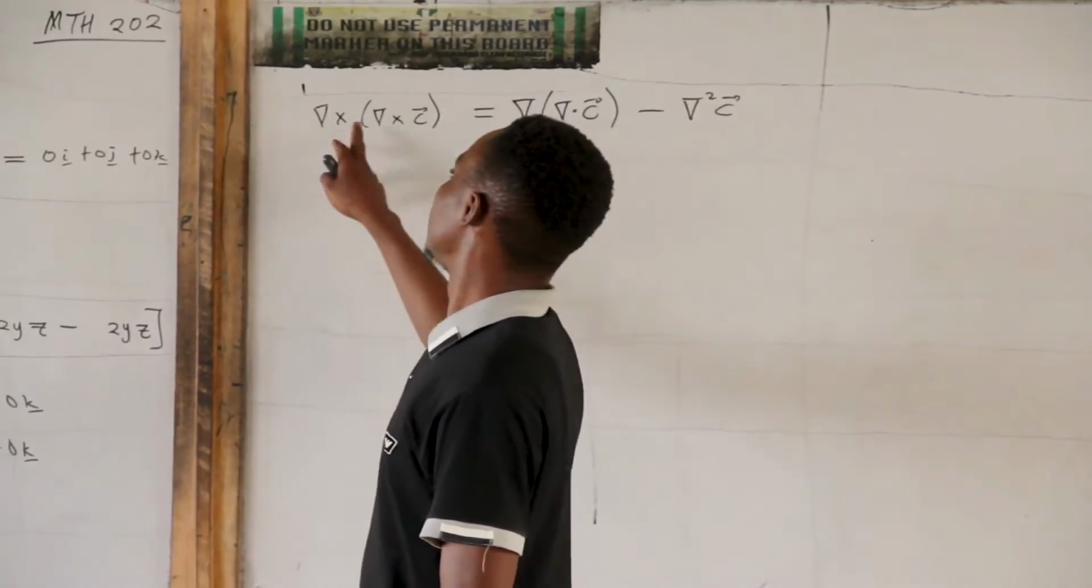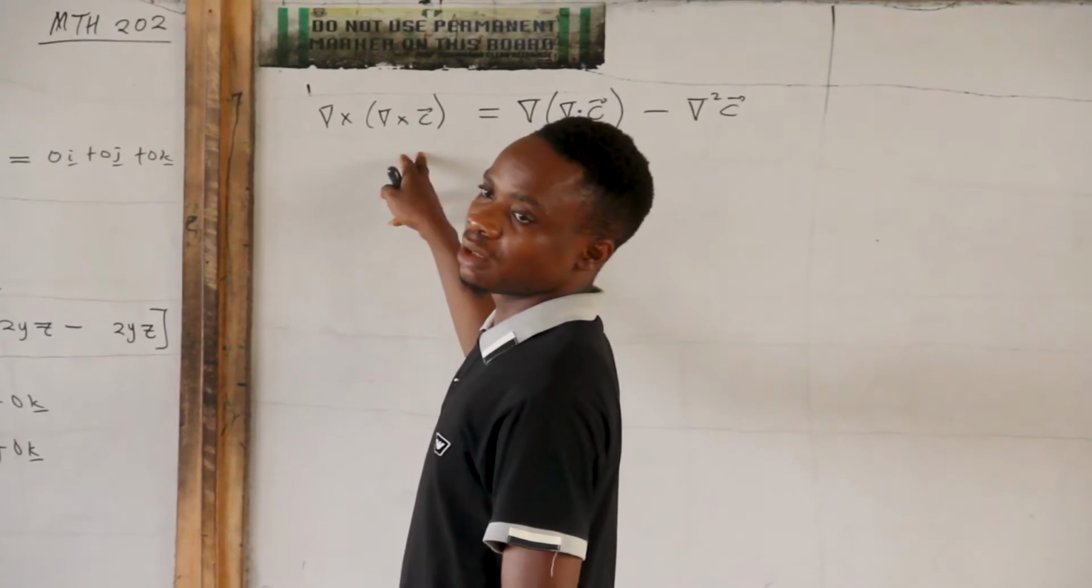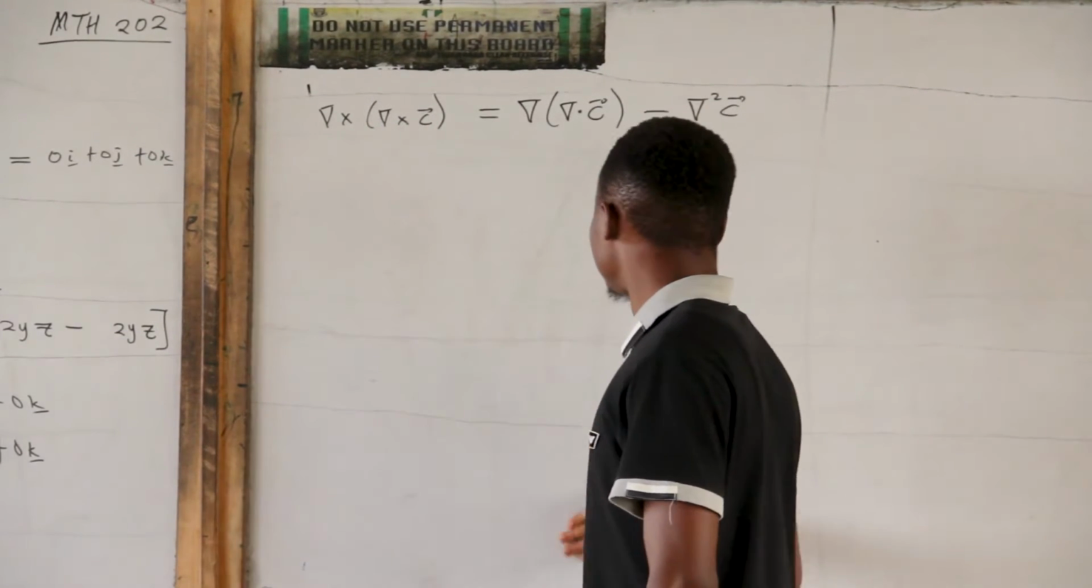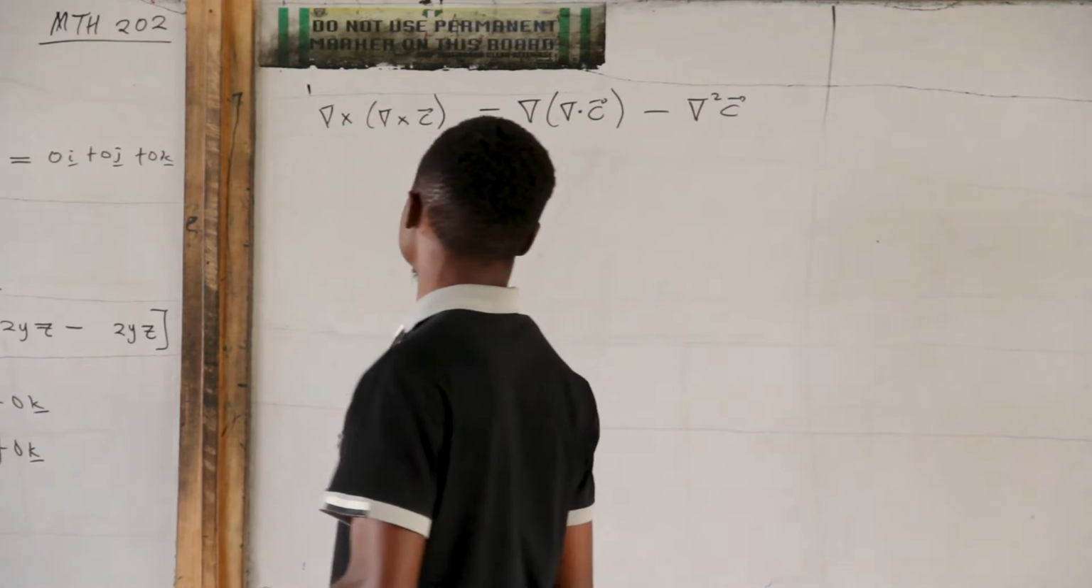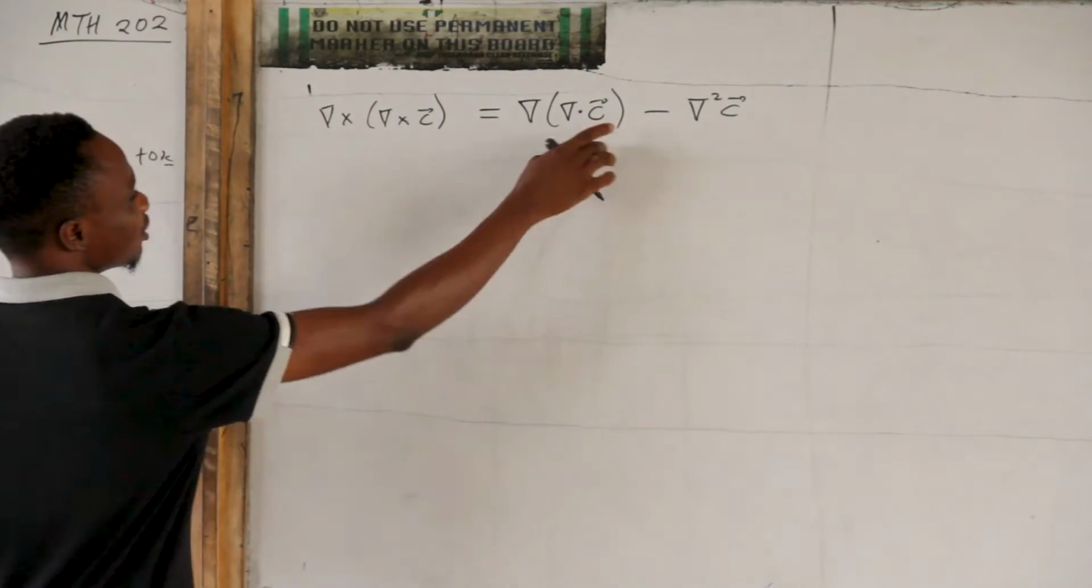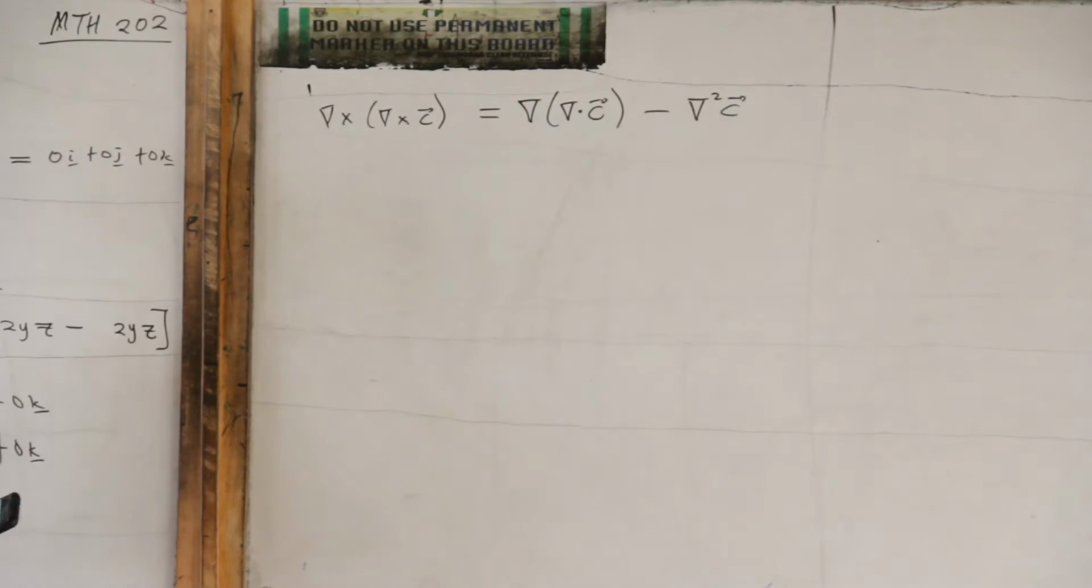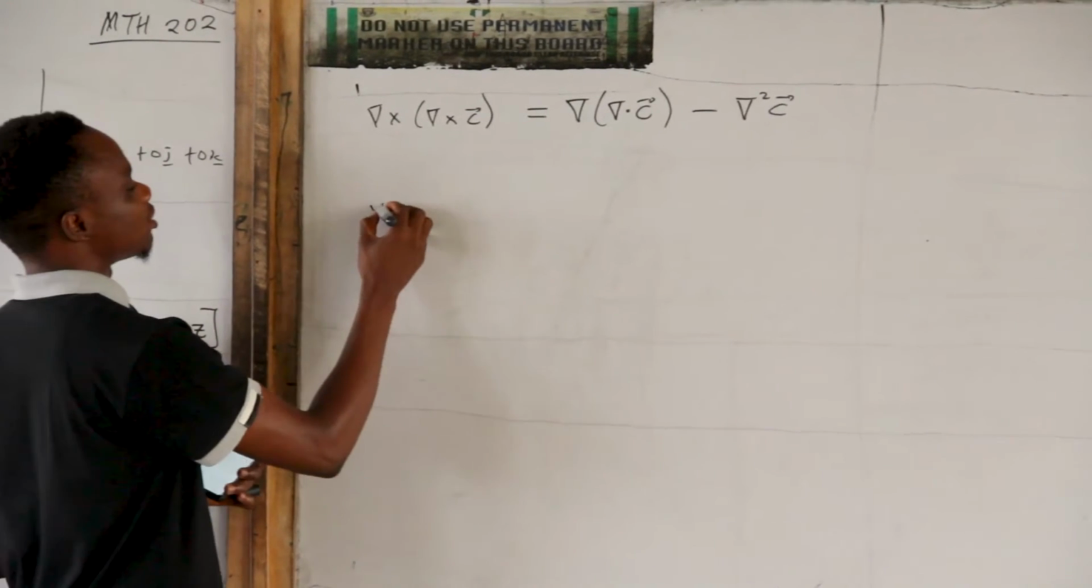You can also do it one after the other. This one can be done and you get your result. Any one you do, you still get the same result. But I think this is long, so we're going to be doing it in two parts. So you can just do nabla cross C.